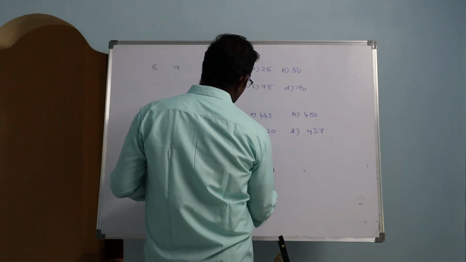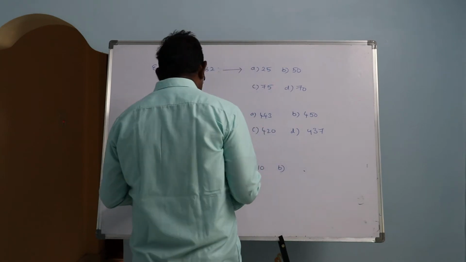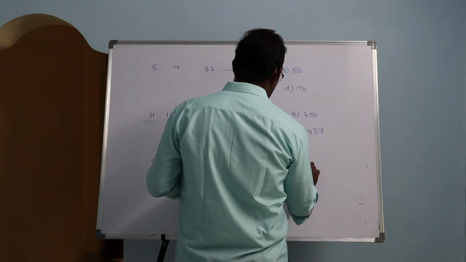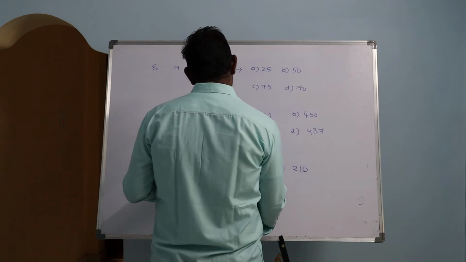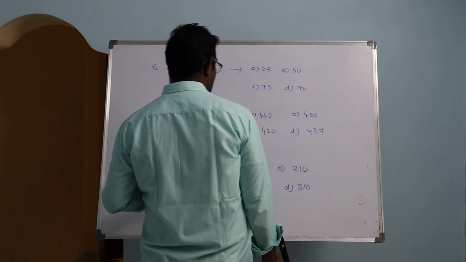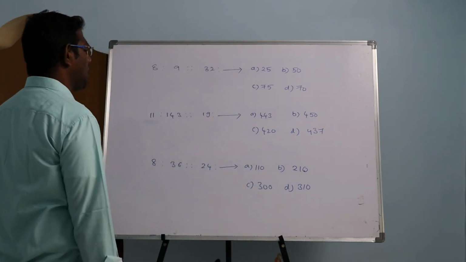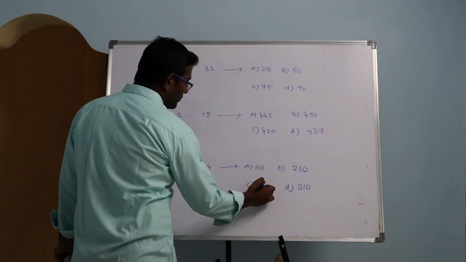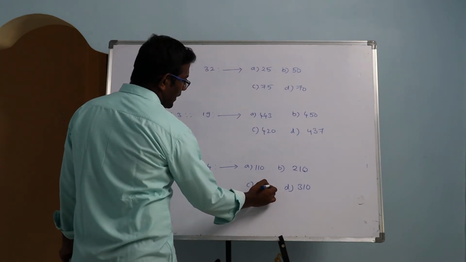Option A is 110, option B is 210, option C is 300, option D 310.